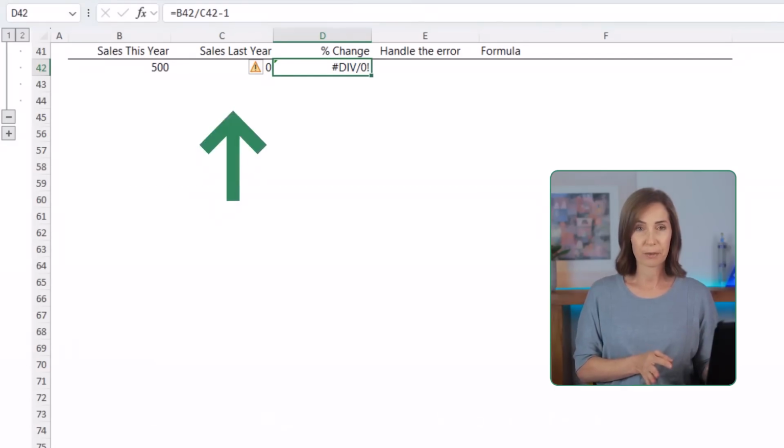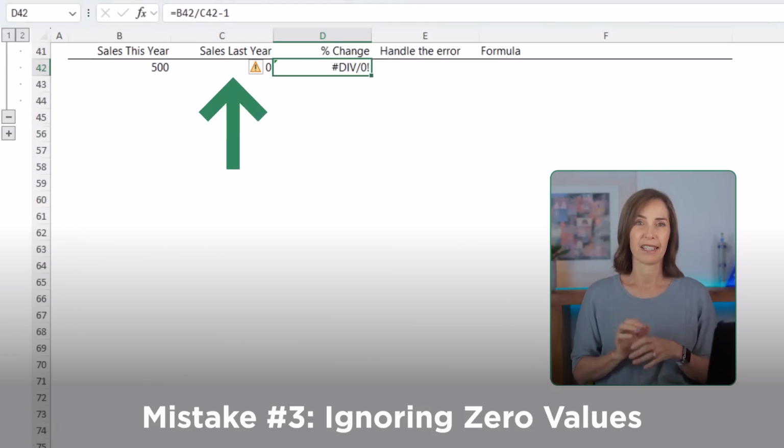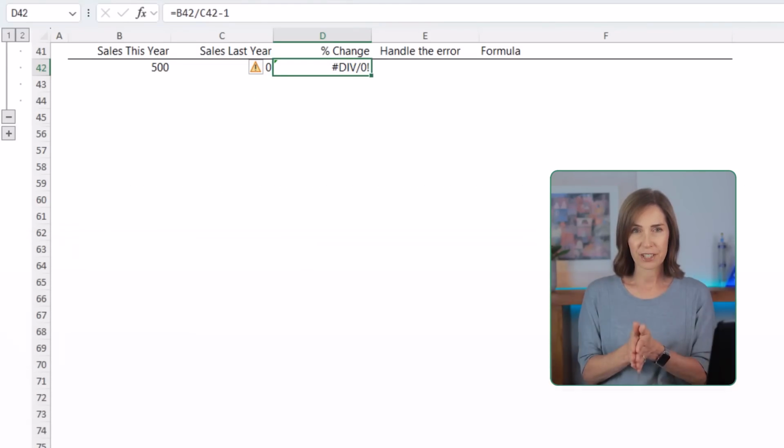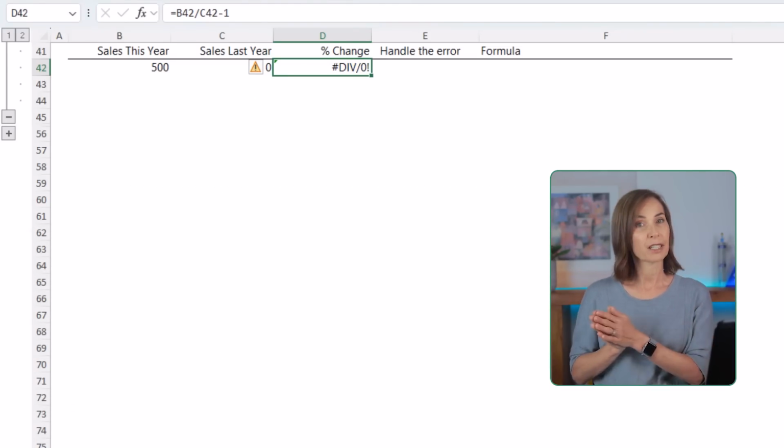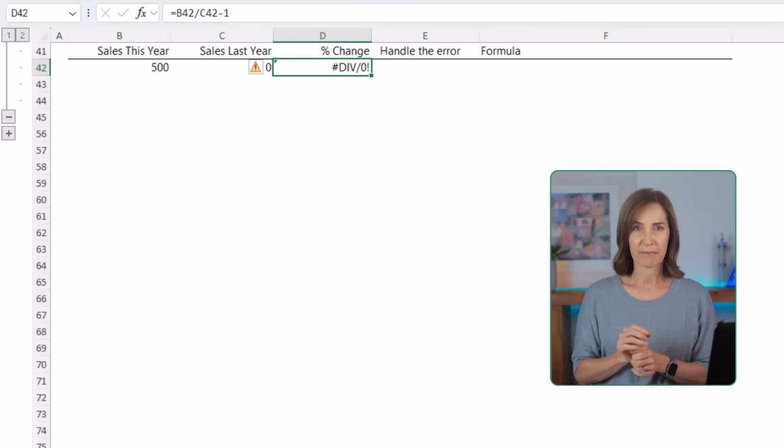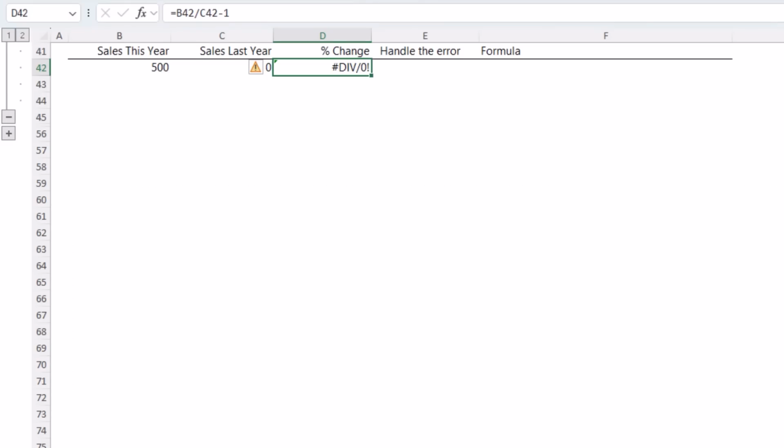Calculating percentage growth when last year's value was 0. When you use our usual percentage change formula, new number divided by old number minus 1, Excel gives you the div0 error because you're trying to divide by 0. A lot of people assume going from 0 to, say, 500 is a 100% increase, but percentage growth from 0 is undefined, not 100%. A simple solution, instead of showing an error or confusing result, is to use the IFERROR function to return an explanation.